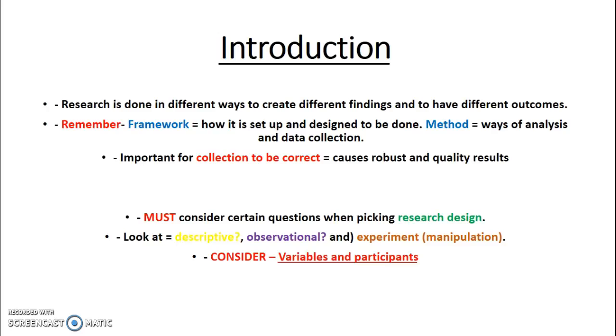You must consider certain questions when picking research design. You've got to look at if it's descriptive data, so if it's the data describing something observational, where you're watching something happen, and you have to take in that. And also consider whether it's an experiment, so whether you have to manipulate something to find a certain result, or if it wasn't manipulated. And you've also got to consider the variables and participants, so who's involved, and also anything that could affect the actual research. You've got to consider that. That's very important.